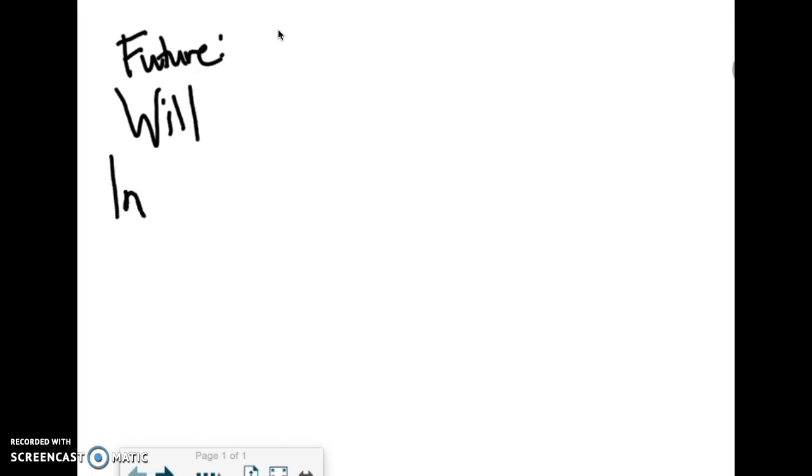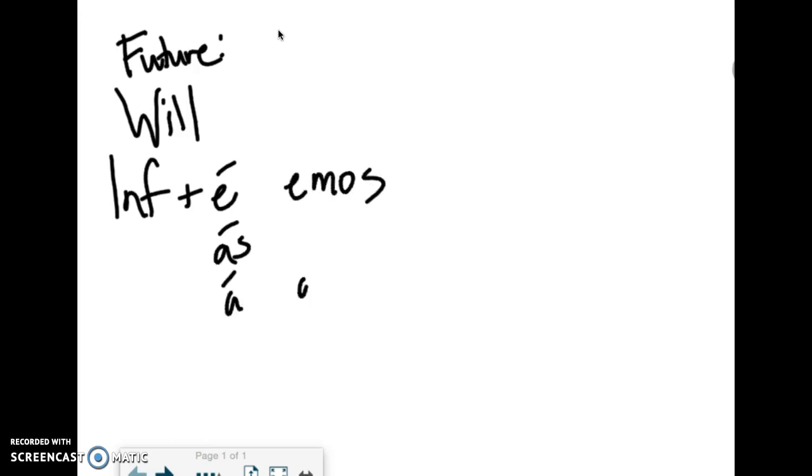Okay, so we just recently talked about the future tense. And the future, what's the key word for the future? Will, exactly. All right, and to form it, it's the infinitive plus your endings. So that would be é, ás, á, emos, án. Okay. So that's what we've been covering.